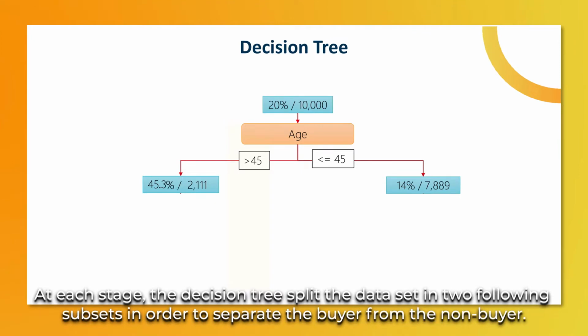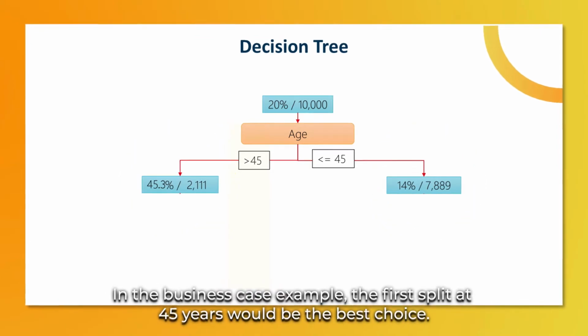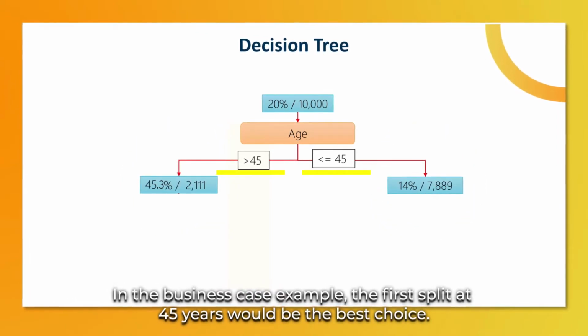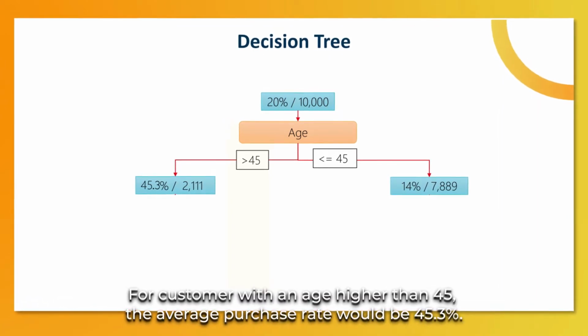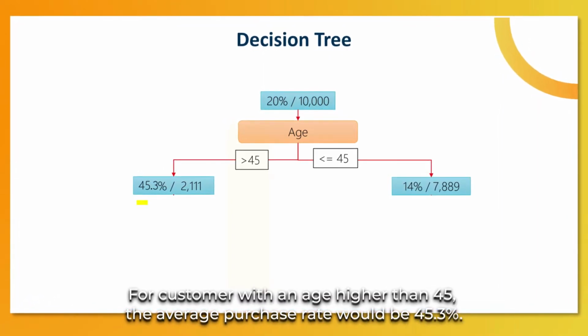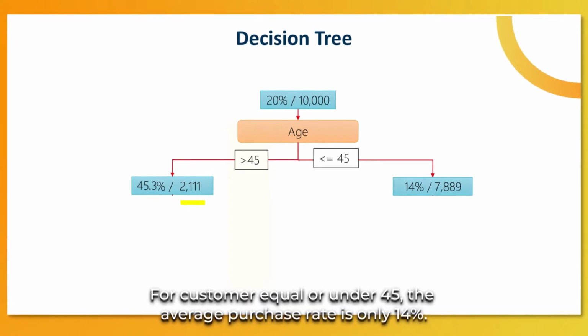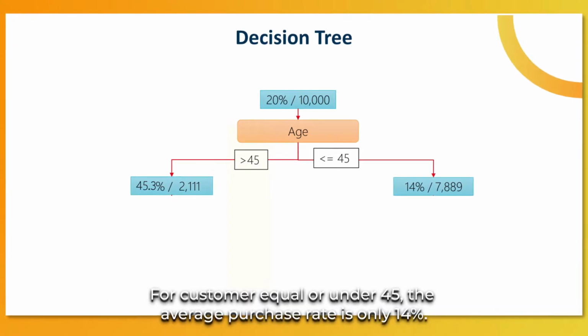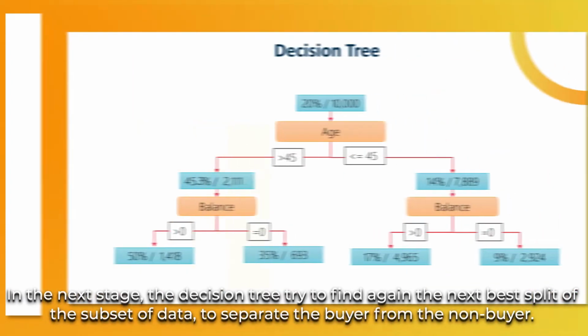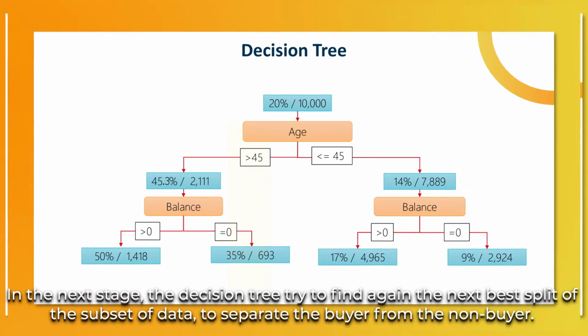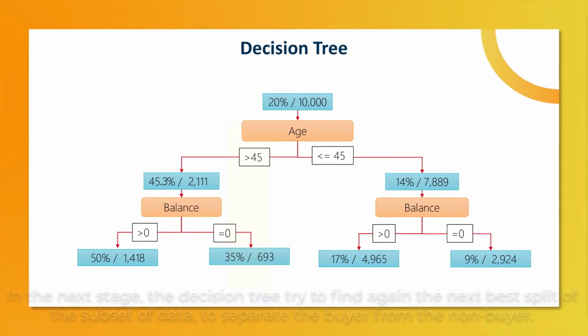At each stage, the decision tree splits the data set into two subsets in order to separate the buyers from the non-buyers. In the business case example, the first split at 45 years would be the best choice. For customers with an age higher than 45, the average purchase rate would be 45.3%. For customers equal or under 45, the average purchase rate is only 14%. In the next stage, the decision tree tries to find again the next best split of the subset of data, to separate the buyers from the non-buyers.